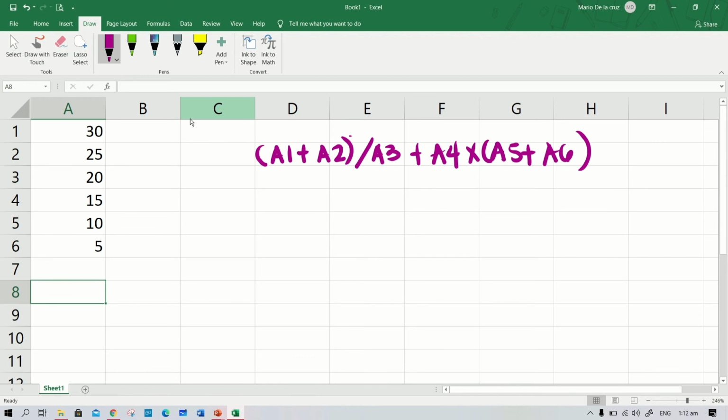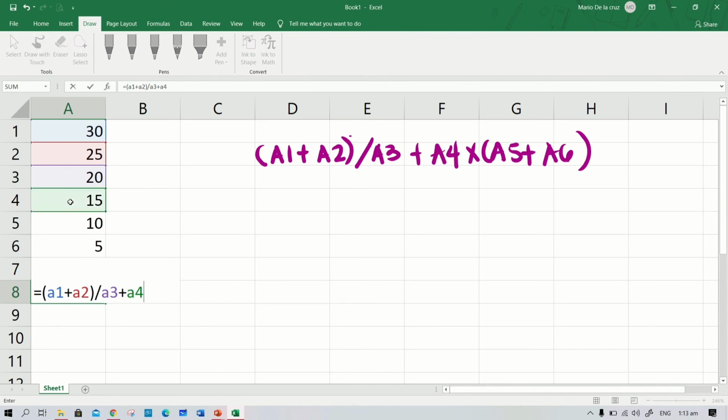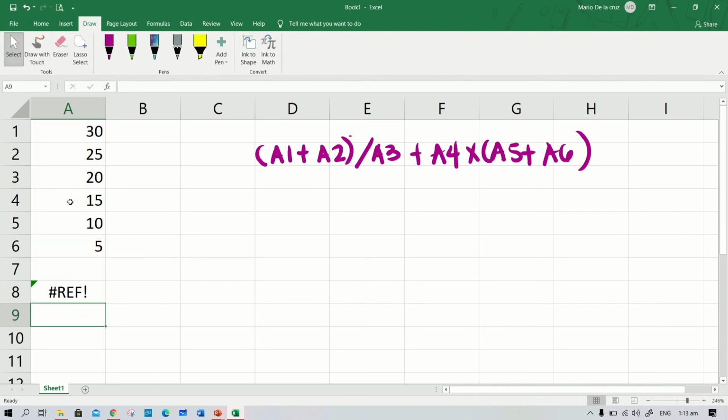So, let's say we're going to place our formula sa A8. So, dito tayo maglalagay ng formula sa A8. First and foremost, don't forget to write equal sign. So, equal sign, then ilagay natin, open close parenthesis, A1 plus A2, okay, all over A3 plus, we have A4 times, we have A5 plus A6. Okay, so pag pinress natin yung enter, okay, so error.